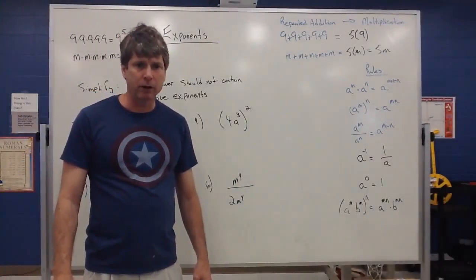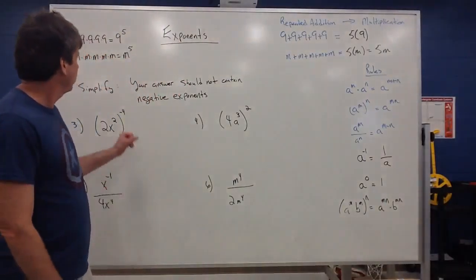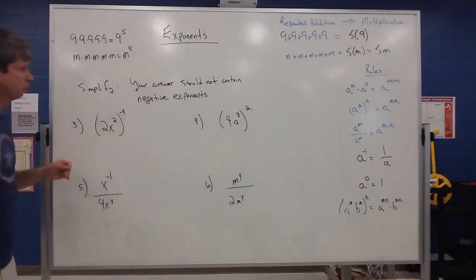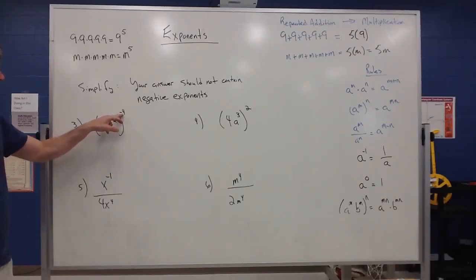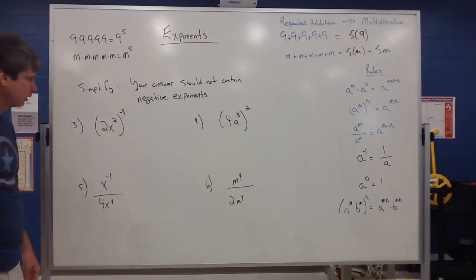So welcome back to Exponents. We're going to simplify a few more examples here. So let's look at this first example. I have 2x squared raised to the negative fourth power.